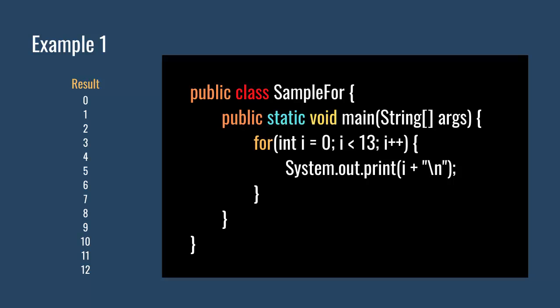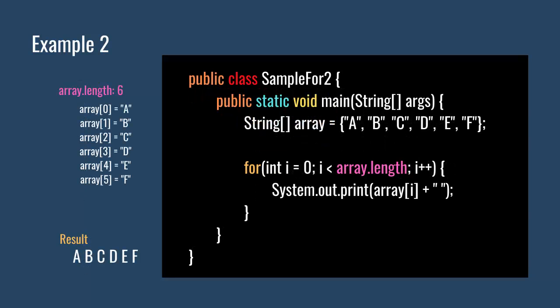\n is a new line character. It is used to break the line. The result is a vertical row of numbers on the left side. You can see the numbers from 0 to 12 in the vertical row. Make sure you check that it does not include 13.